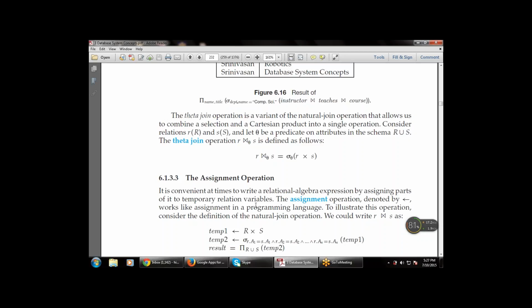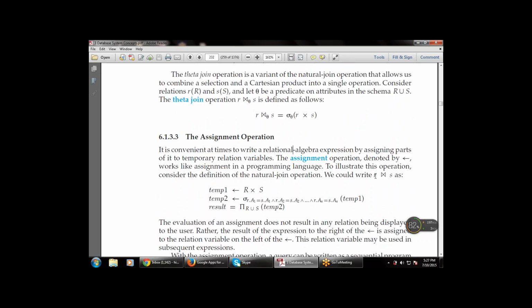To illustrate this operation, consider the definition of a natural join operation. We can use the assignment operation to write temp1 arrow R × S, that is, R is multiplied by S and the output is placed in temp1.